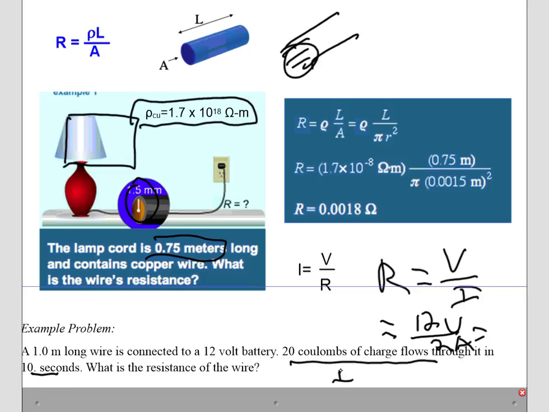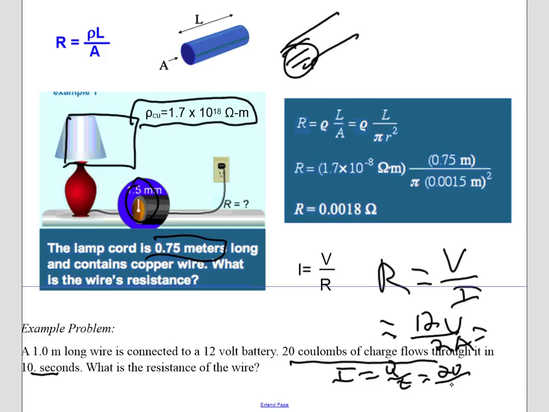So the current is Q over T, which is equal to 20 divided by 10, which is equal to 2 amps, 2 coulombs per second. So 12 volts divided by 2 amps equals 6 ohms. That's the resistance of the wire.